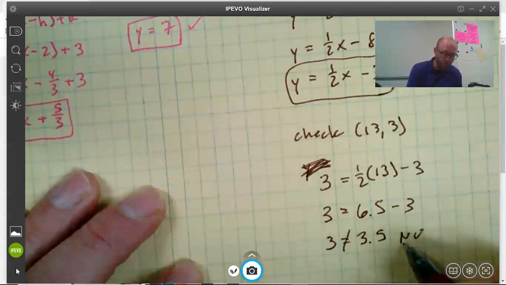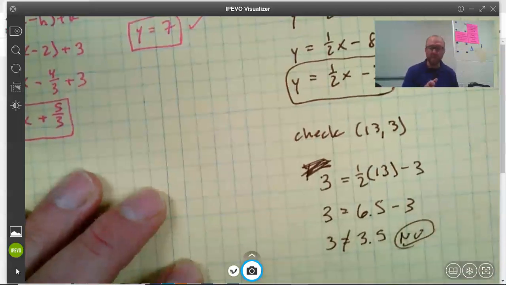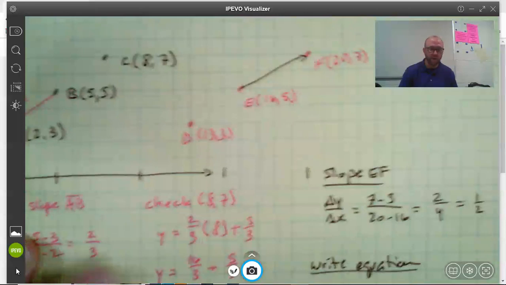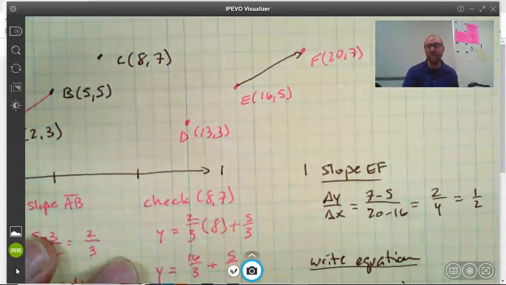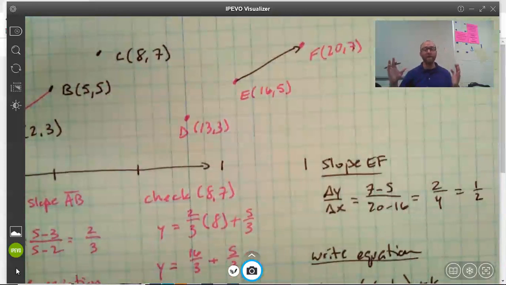So no. Which means that the point D is not on the line that has E and F. And there's only one line that connects E and F. And if D is not on it, then it's impossible that all three are on the same line together.